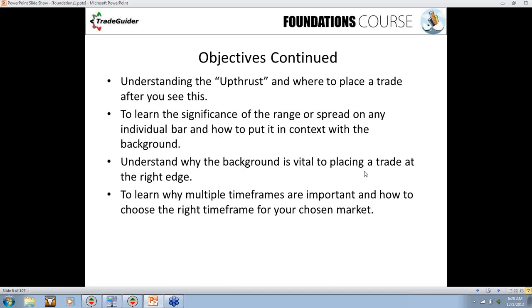To understand why the background is vital to placing a trade at the right edge. The background means looking not just at 3 or 4 bars as they're unfolding at the right edge of the chart, but putting up 500 bars and looking for clues as to what the smart money are doing at certain price levels. Most traders don't do that.